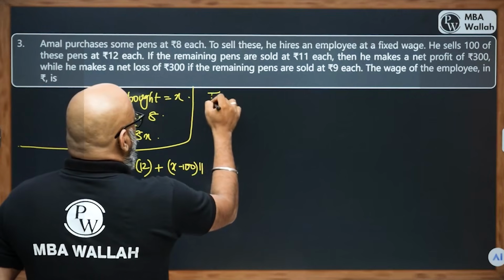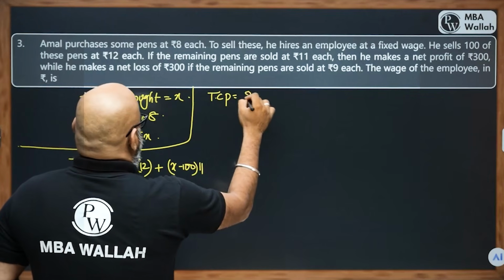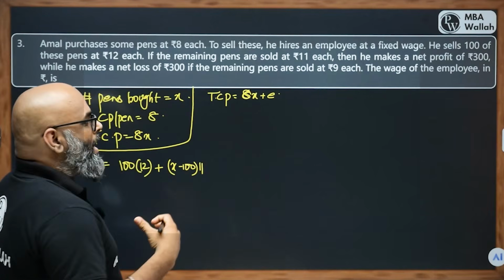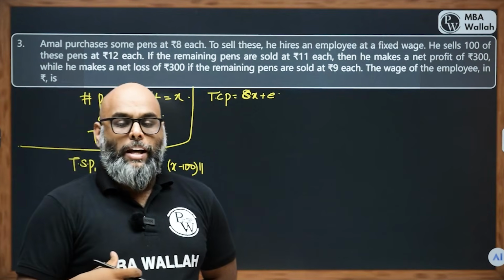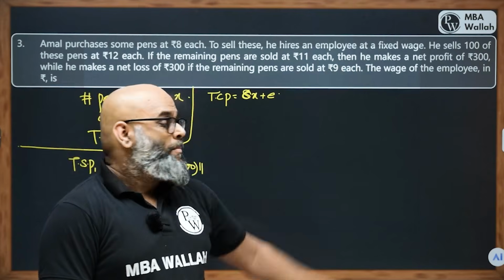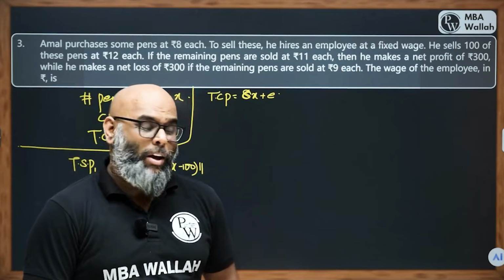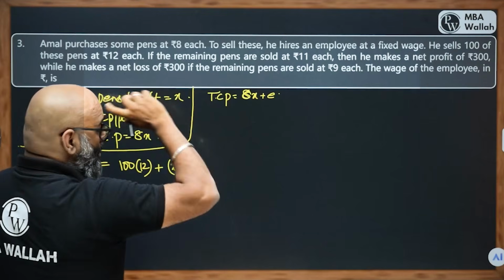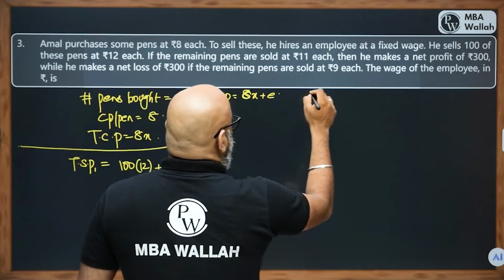My total cost price will be 8x plus E. That E, I'm going to call my expenses for the employee, the wages for the employee. So my profit is 300. From here I can say net profit.